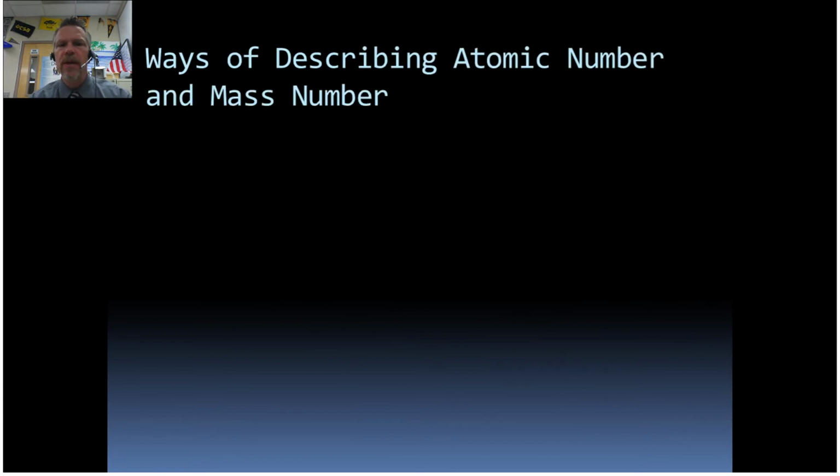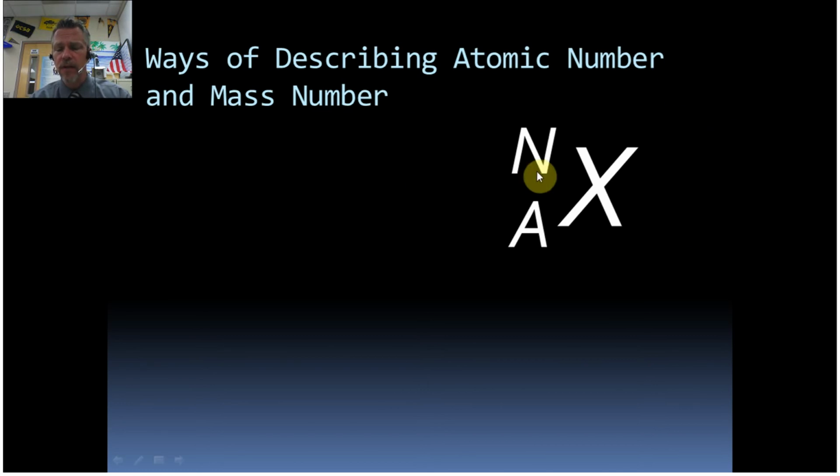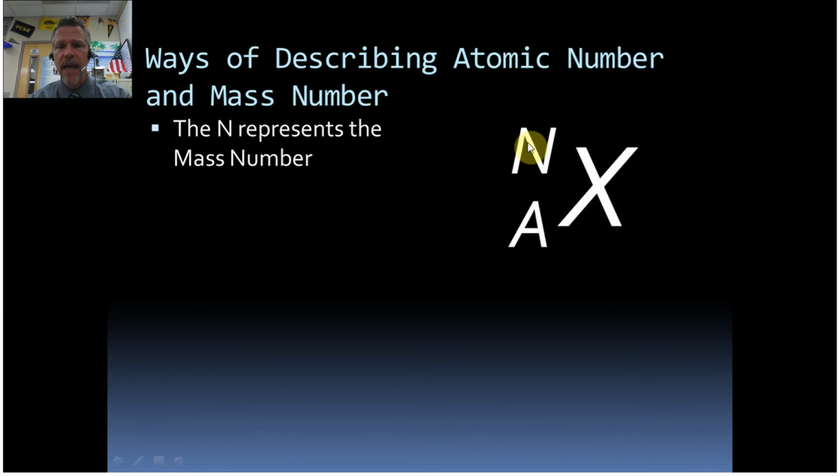So there are different ways that we can write notation to show atomic number and mass number. And this is probably the most common one, where we have this symbol here. Let's walk through what the different parts mean. The N right here refers to the mass number. Okay, that's that number we just figured out, the number of protons plus neutrons.